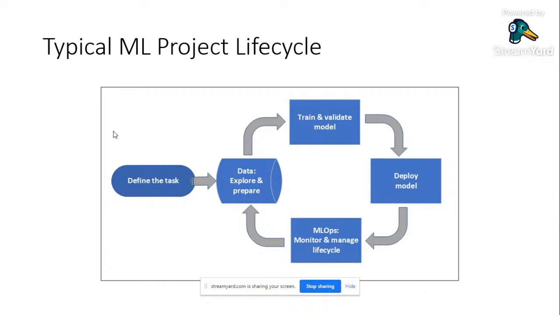The starting point would be a definition of a task. That is, what is it that I would need to achieve through this project? And for the machine to be made intelligent, I need to explore and prepare data, for that would help my machine understand the business that I am dealing with. So let us take an example here to understand things better.